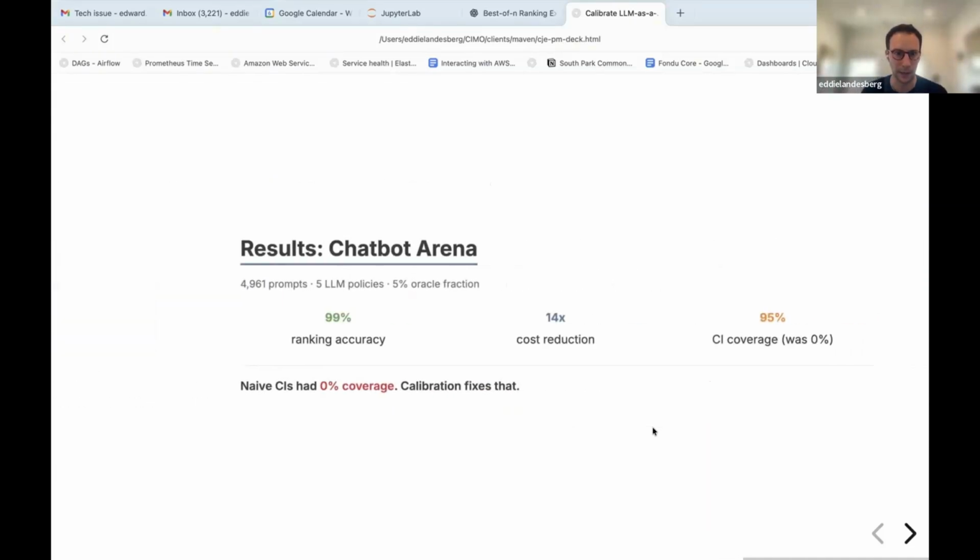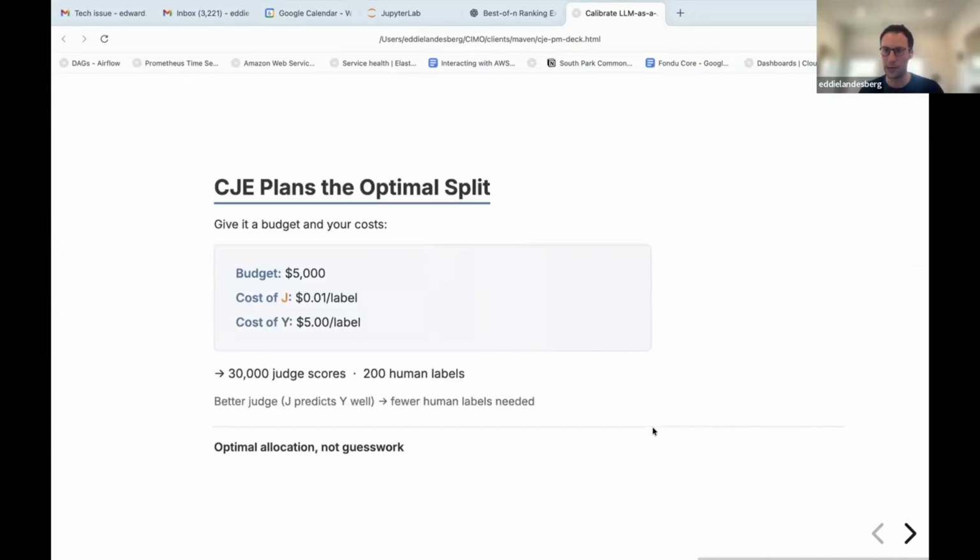Basically, the user interface to this is that you say, hey, this is how much money I have to spend. This is how much I'm spending for each judge label, and this is how much I'm spending for every oracle label. And it'll just spit out, here's how many total examples you need, and here's how many you need to label with a human, in a way that minimizes your uncertainty subject to that budget constraint.